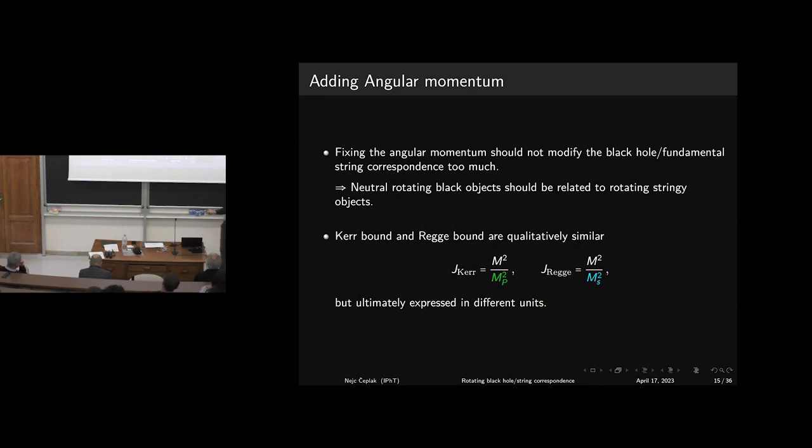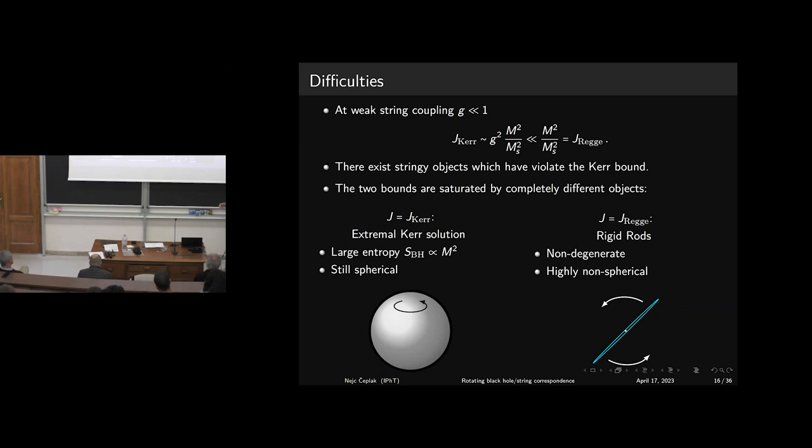But ultimately, these two things are expressed again in different units, right? So the Kerr mass in Planck units, the string mass, the Regge bound in string units. And in fact, this is where perhaps the nice correspondence ends, because there are many more difficulties. First of all, at weak coupling, if you change the Planck length to the string length, you can see that the Kerr bound is much smaller than the Regge bound.